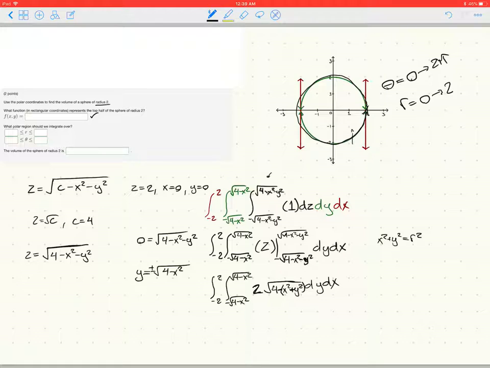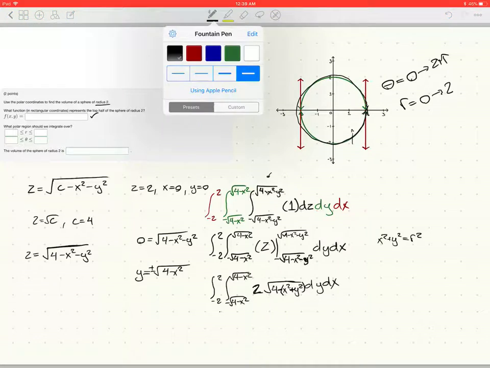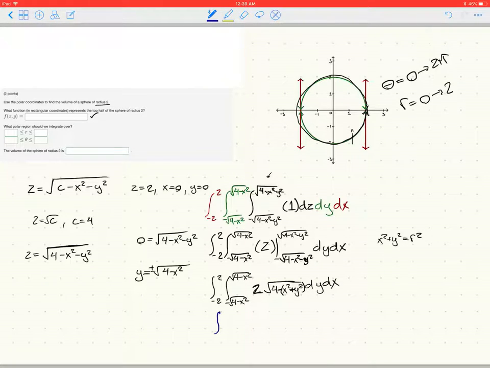We can put in our polar coordinates. We have the integral from 0 to 2 pi, integral from 0 to 2 of 2 square root of 4 minus r squared, r dr d theta. Don't ever forget the r, the Jacobian. That r can get away from you if you don't.